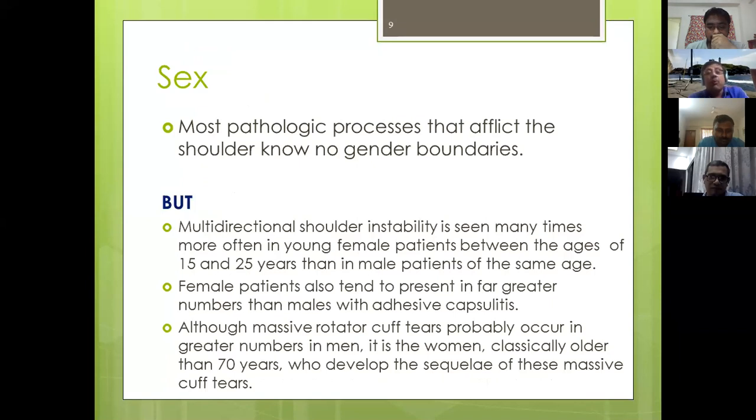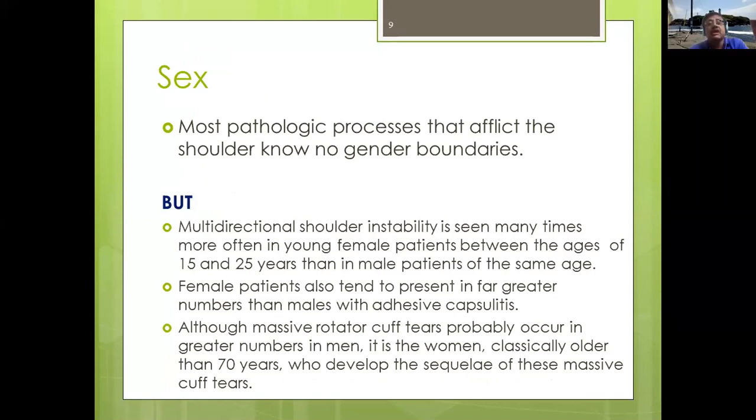And sex. Most pathologic processes that afflict the shoulder know no gender boundaries, but multidirectional shoulder instability is seen many times more often in young female patients between the ages of 15 and 25 years than in male patients of the same age. Female patients also tend to present in far greater numbers than males with adhesive capsulitis or frozen shoulder. Although massive rotator cuff tears possibly occur in greater numbers in men, it is the women, classically older than 70 years, who develop the sequelae of these massive rotator cuff tears.